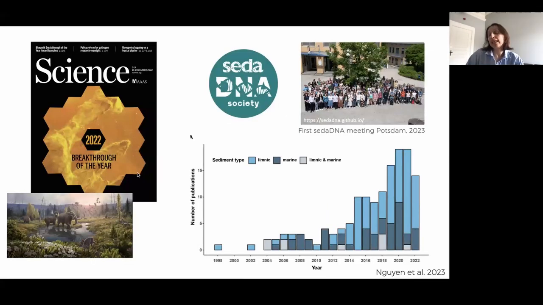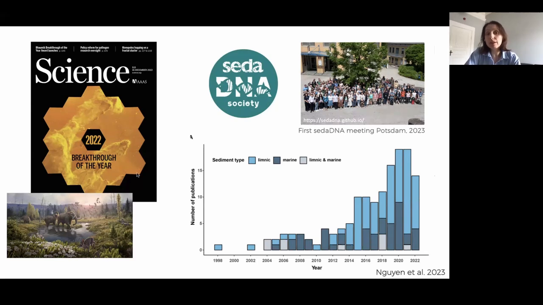So the field of ancient environmental DNA has exploded over the last decade. It was named the runner-up of Science's Breakthrough of the Year award for 2022. Also, in terms of the publications focusing on ancient environmental DNA, we can see a major uptick over the last 30 years, especially the last 10 years. And also we have the Ancient Sedimentary DNA Society that is organizing biannual meetings, I believe, with the first one that was in Potsdam in 2023. So it is a fully fledged field. And it's also growing exponentially.